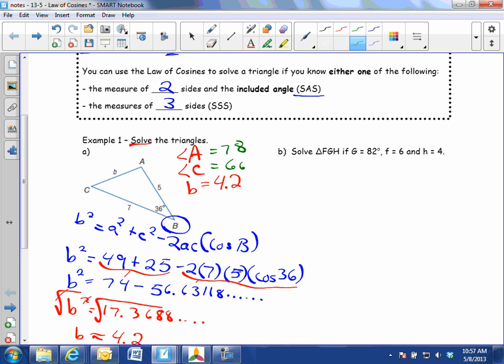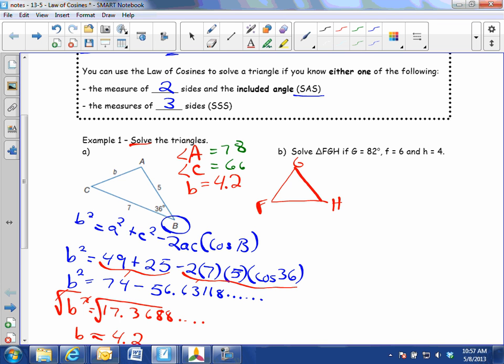Alright, on B, if we were going to solve, what are we going to do? Okay, just how we set it up. Yeah, how would we set it up? First, draw a little triangle. Alright. You have to use our letters, F, and then G, you're doing G on top.